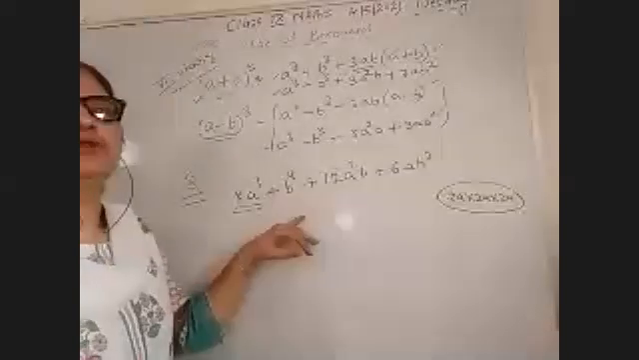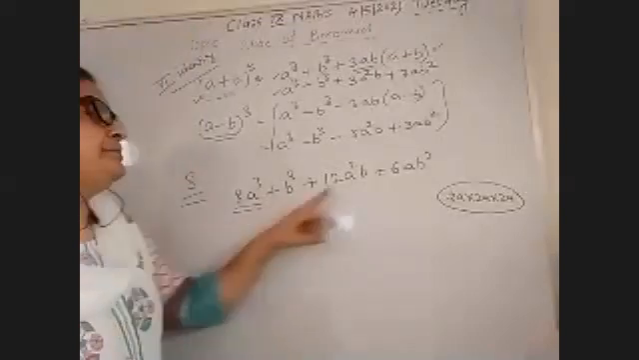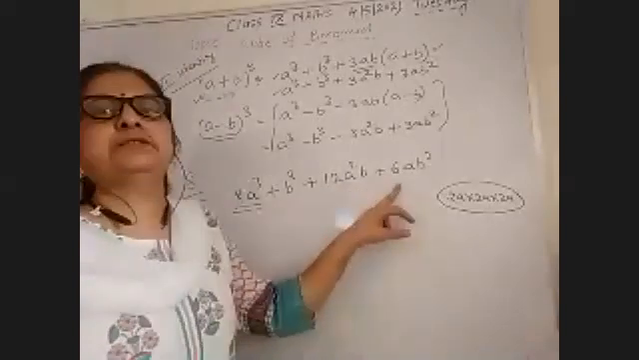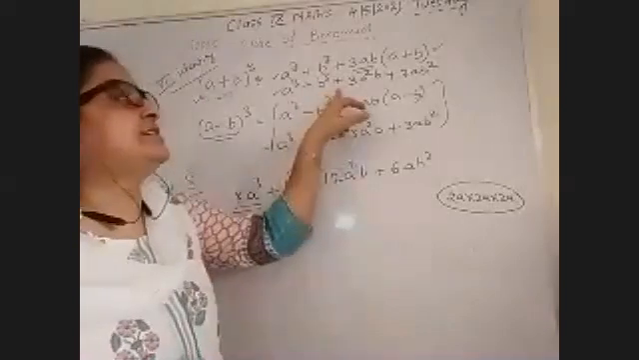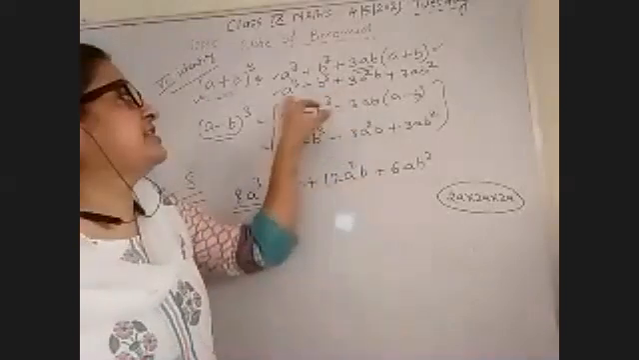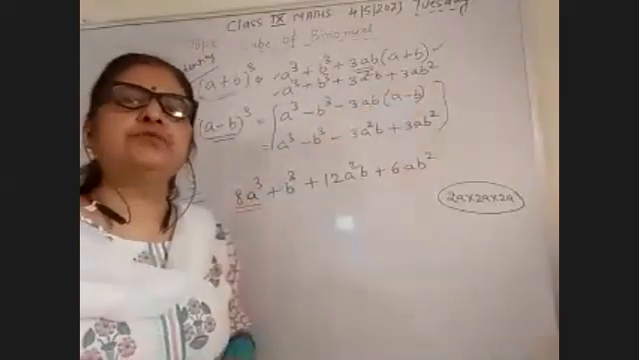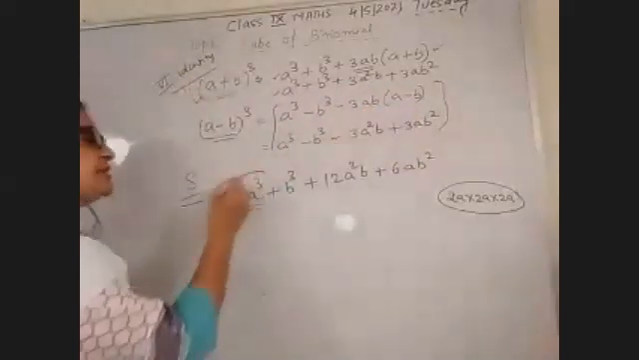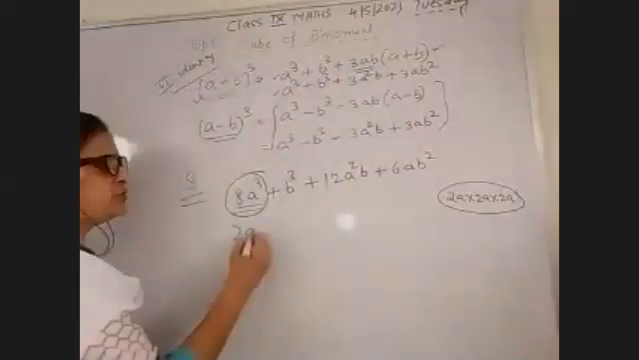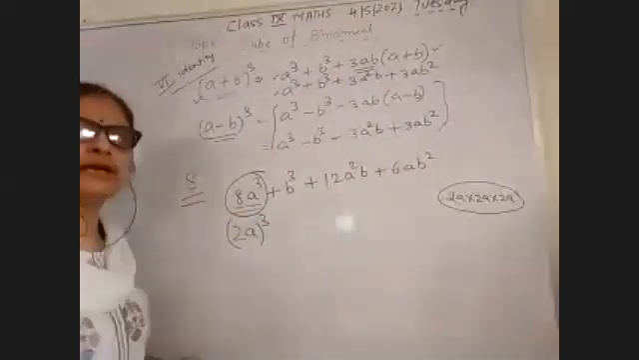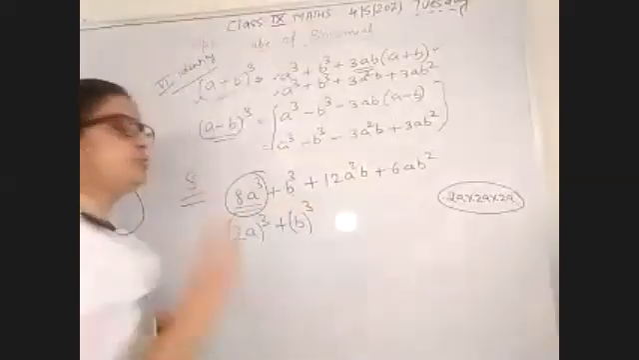In this question you have been given 8a cube plus b cube plus 12a square b plus 6ab square. In this question you have to use this identity because this question is given in this form and you have to factorize this question. Then how will you factorize this question? First you will write this question this way. 8a cube is equal to 2a whole cube. You can write like this. And b cube is equal to b whole cube.